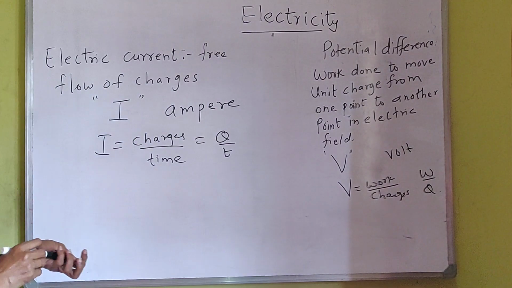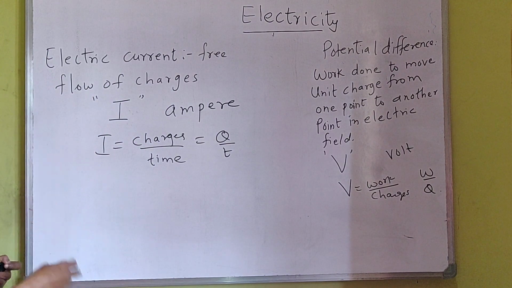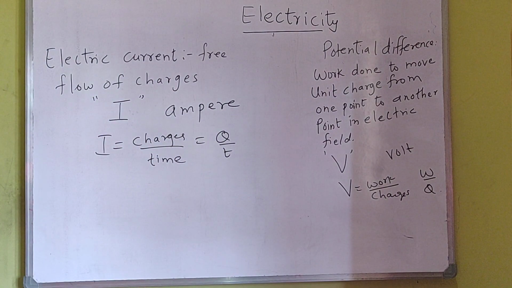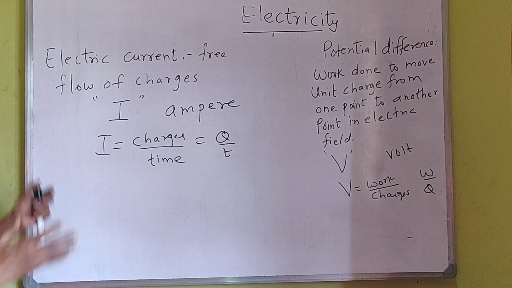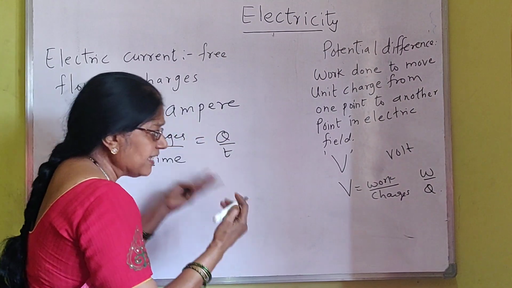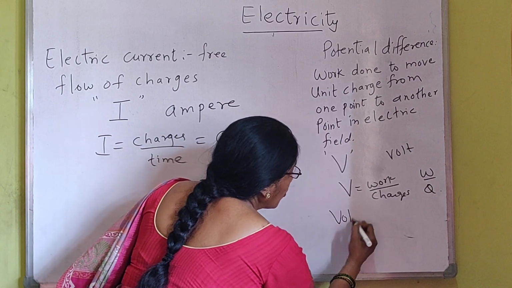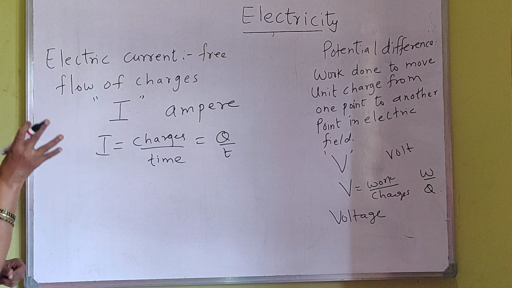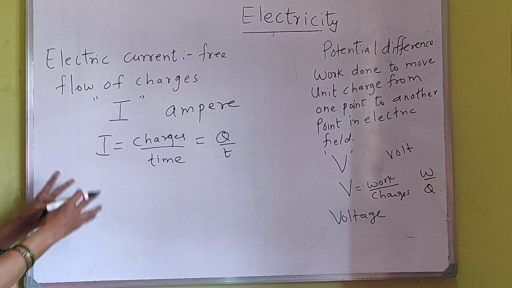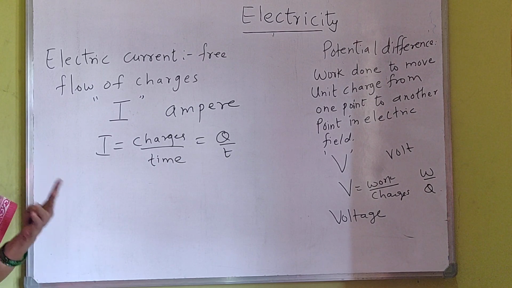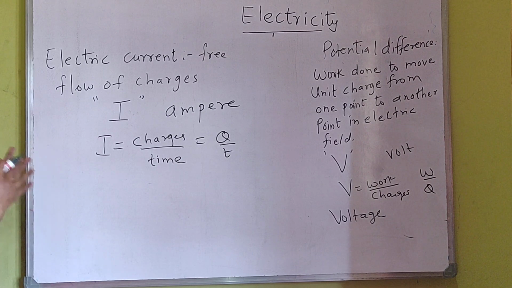Let us see whether there is any relationship between I and V. A scientist called Georg Ohm tried to find out the relationship between electric current and potential difference. Potential difference is also called voltage. So, let us try to understand the relationship between electric current and potential difference by performing an experiment and try to find out what the relationship is.